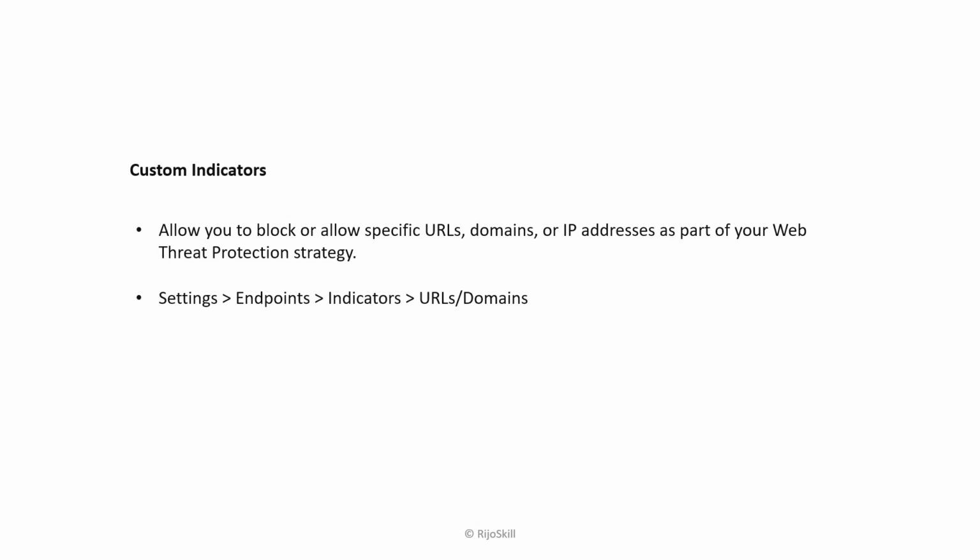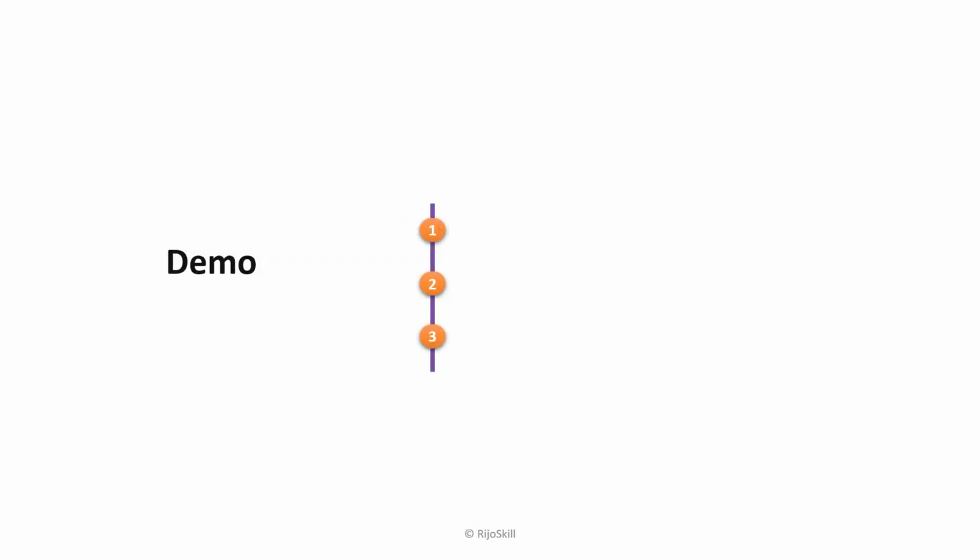And how to reach it: settings, endpoint, indicators and URL domains. So next we will discuss the demo. What we are planning to discuss here is web threat protection, web content filtering, and custom indicators. So now we will go to the Microsoft Intune portal, and we will implement how we can do this.